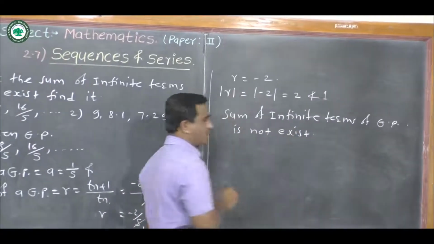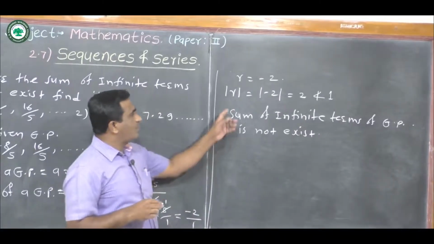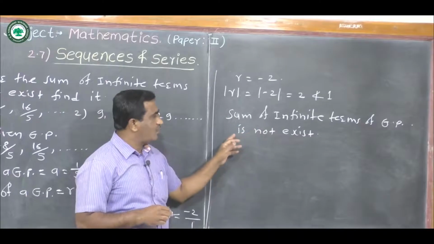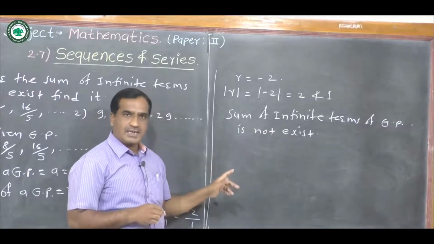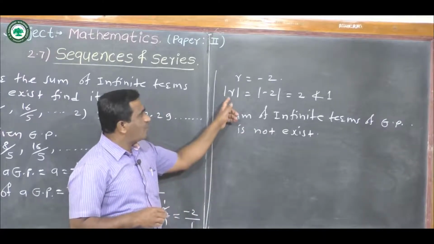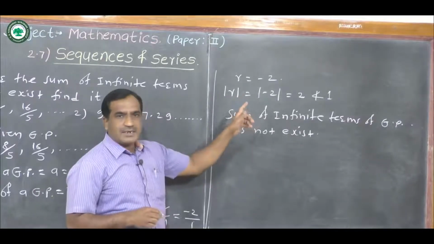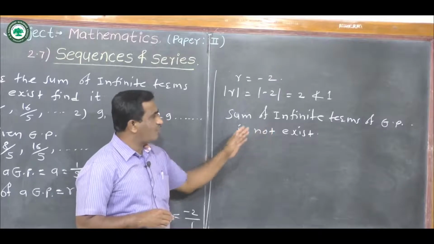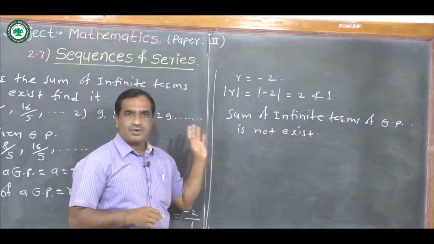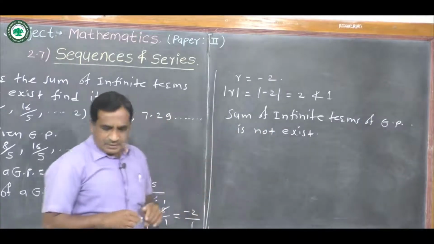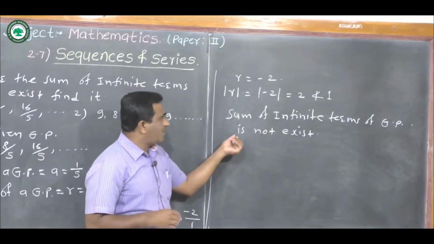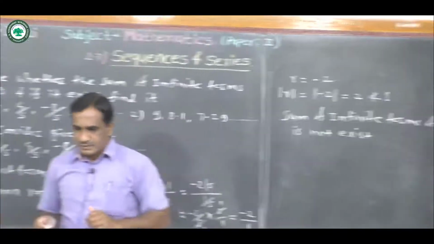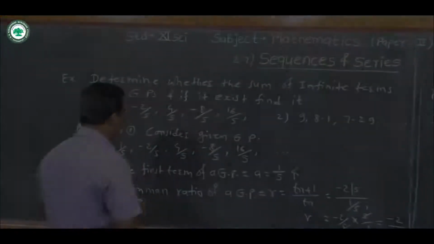If the value of modulus of R is less than 1, then the sum of infinite terms of a geometric progression exists, and if the value of modulus of R is greater than 1, then the sum of infinite terms of a geometric progression does not exist. Okay, here the sum of infinite terms does not exist, therefore we cannot find it. Next example, the answer for the second.